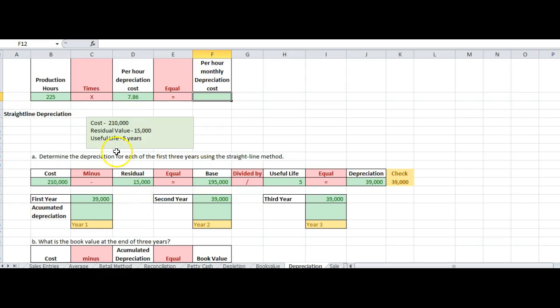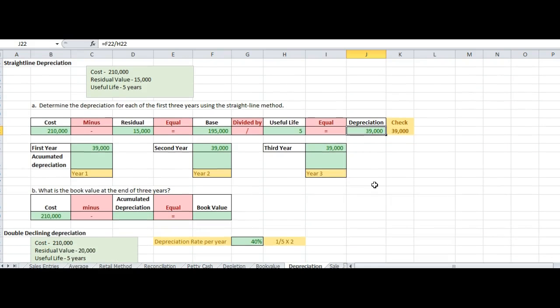Now, we're going to do straight line. And you know how to do straight line. 210 minus 15 gives you the base divided by 5 gives you depreciation per year. And I'm just asking you per year, what is the book value at the end of 3 years? Well, 39,000 times 3 subtracted from 210 is going to give you the book value.